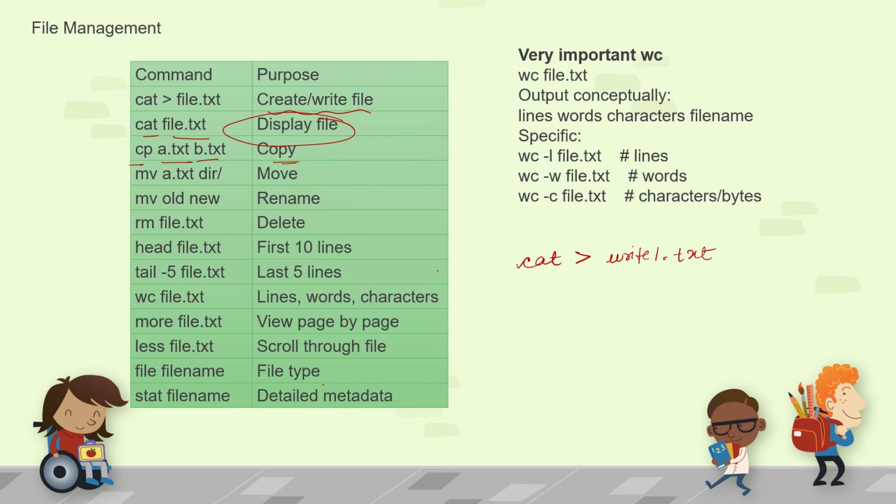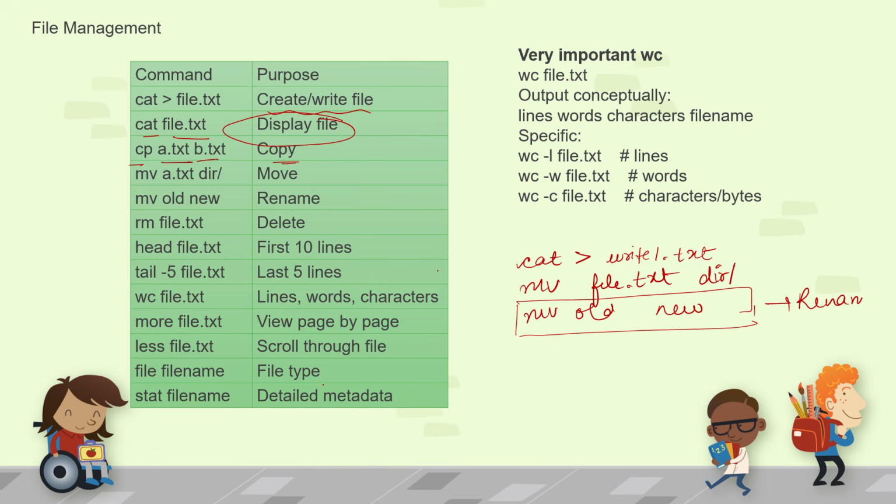Move. Suppose mv file.txt to your directory. mv old new. Now you may be asking, what is this used for? This is used for renaming any file. This is very important. This is a common question asked by examiners in viva. In lab, when they ask, how do we rename a file using the move command? Or they could say, how do you rename a file? So this is how you rename a file.